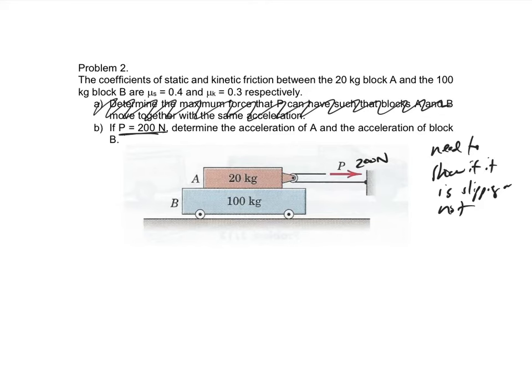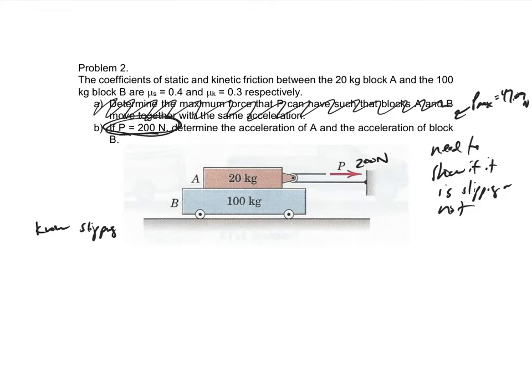But we're kind of lucky in that from part A, we already knew that P max was 47.09 newtons. And so now if P is 200, then I know they are slipping. So once I know that it is slipping, then what do you do? So we know it is slipping. So what do we do?